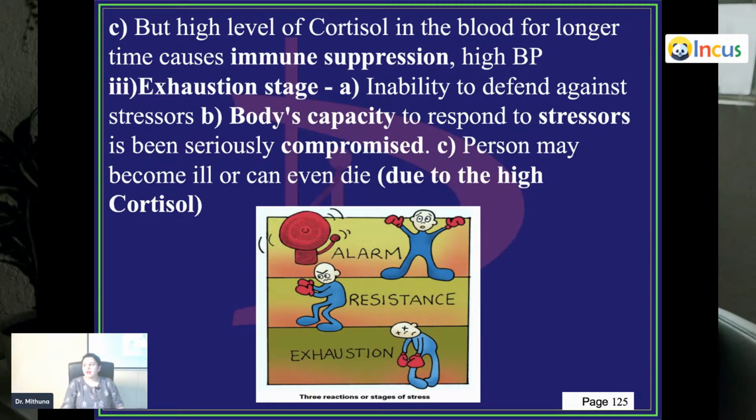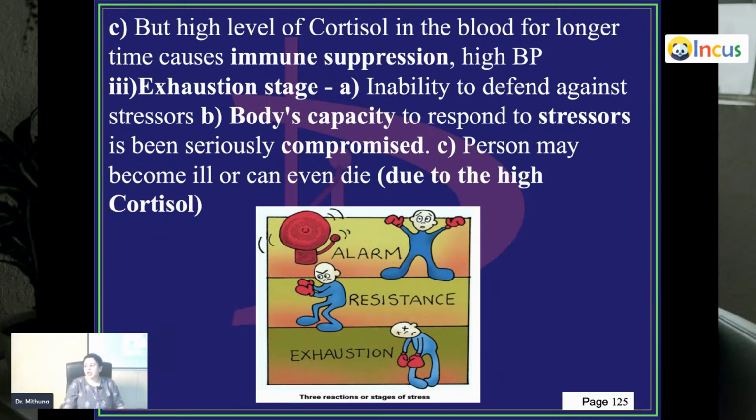Exhaustion में क्या होता है? Inability to defend. You have tried. The body has tried defending against that stressor. That continuous stressor is there. At one point of time, your body will give up, saying, I'm done. अब मेरे से नहीं होता. So that's your exhaustion stage. Inability to defend against the stressor develops here.